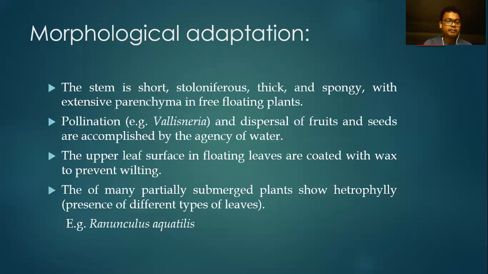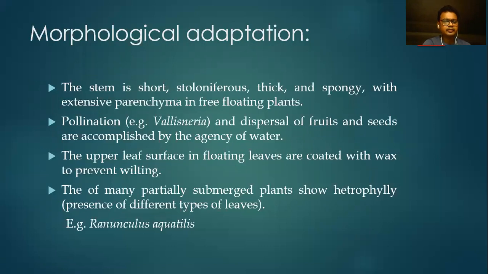Next, the upper surface of the floating leaves is coated with wax. Okay, so the upper surface is very bright in appearance. Why bright? Because of the presence of the waxy nature, and this waxy nature prevents the wilting condition. We know that wilting is a very problematic condition for the plant, and to prevent it, the waxy coating is present on the upper surface of the plant body.